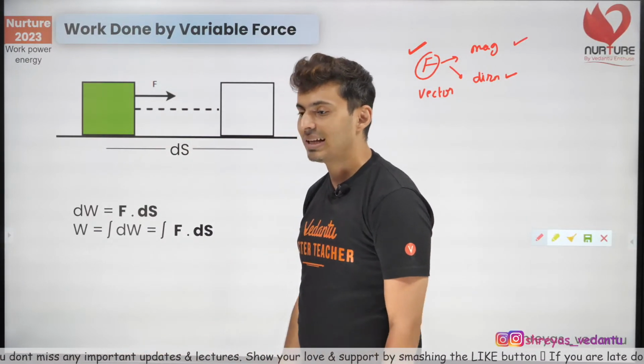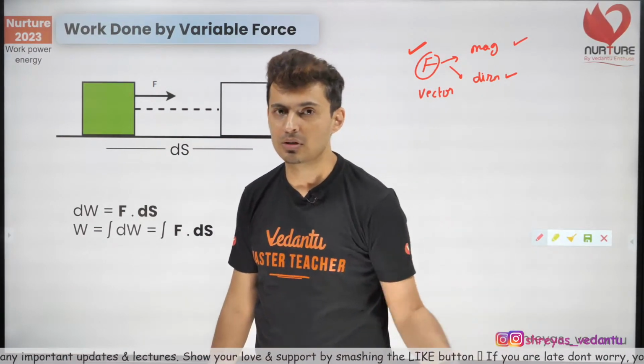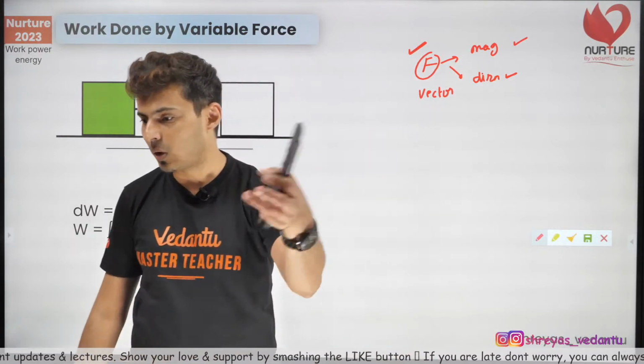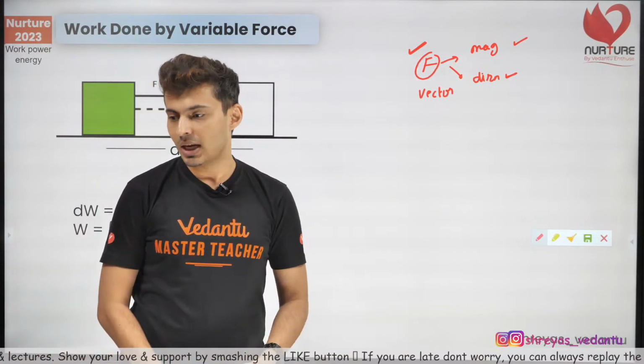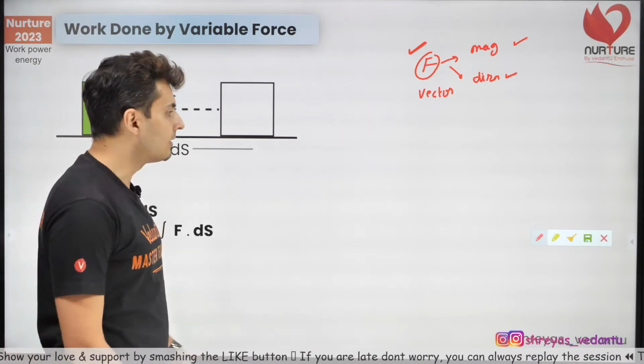Yes, dr is also a small displacement. Some books use dx, some books use dr, some books use ds. It's all the same thing. Okay, I hope this is clear.